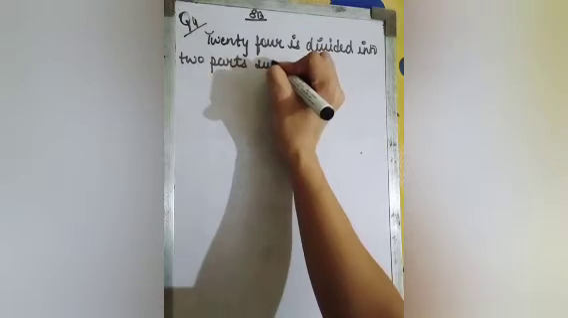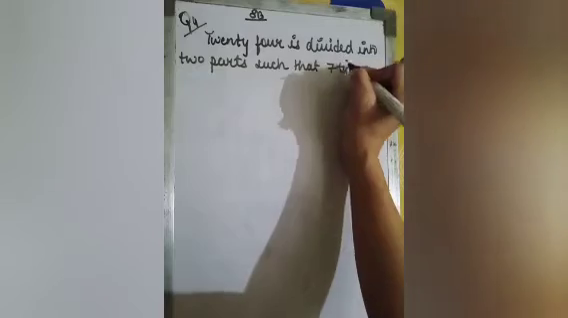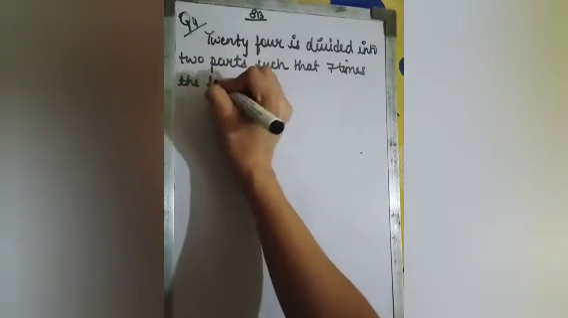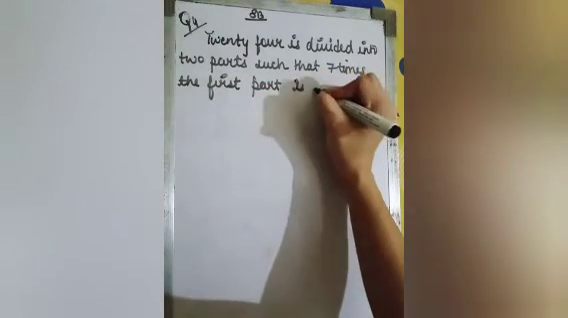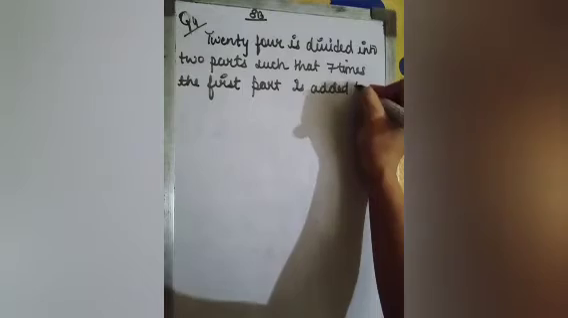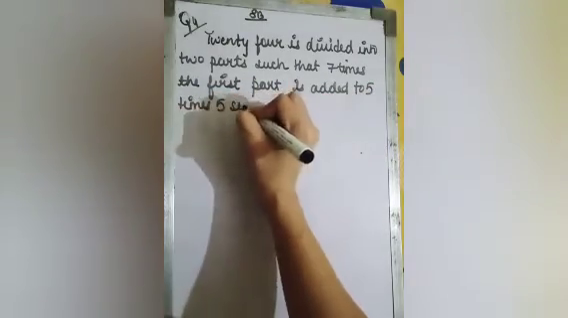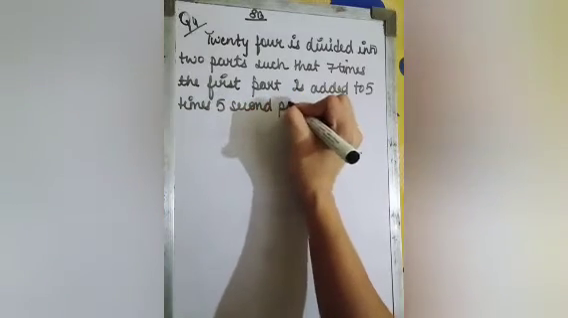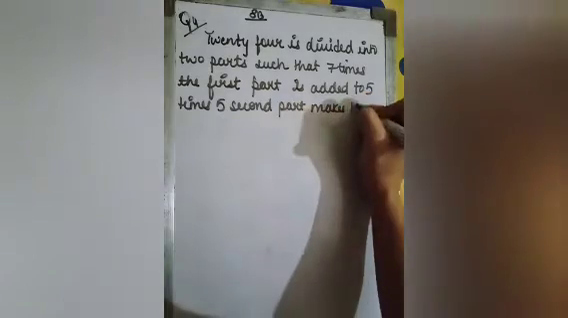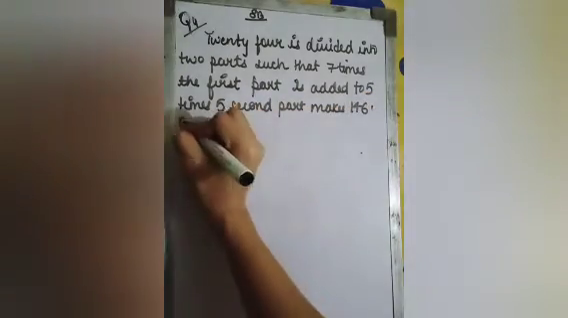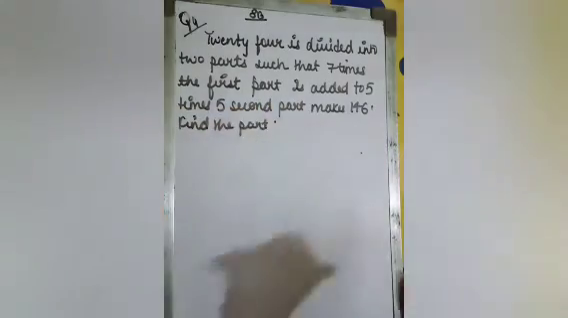Such that 7 times the first part is added to 5 times the second part makes 146. Find each part. Now form the equation. Try to form an equation by reading the question.